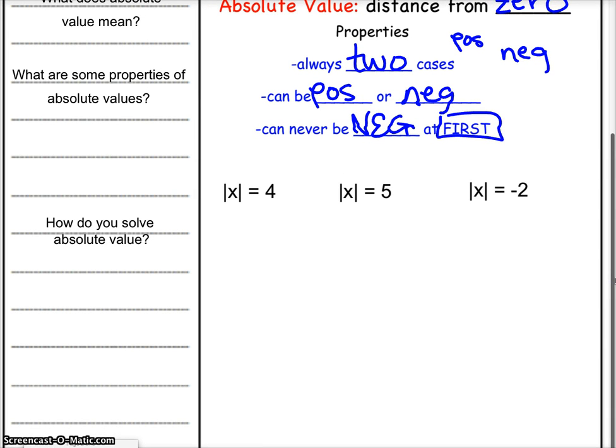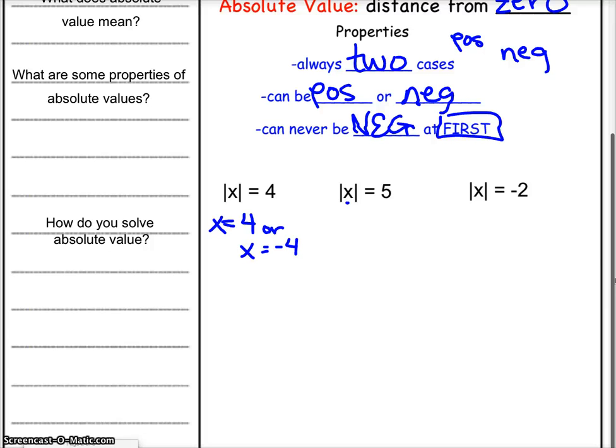Our first example, 2 cases, a positive case and a negative case. This says the absolute value of x is 4. Solve for x. So it's saying what 2 numbers are 4 away from 0? 4 and negative 4. x equals 4 or x equals negative 4. Solved. When you solve it, you get rid of the absolute value symbol. So I'm saying in my brain, what 2 numbers are 4 away from 0? It can be 4 or negative 4.